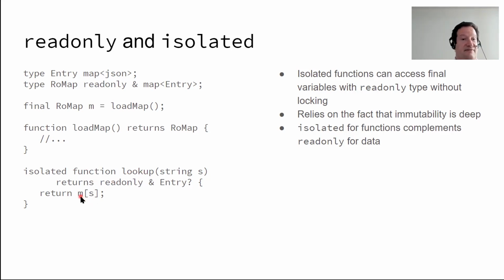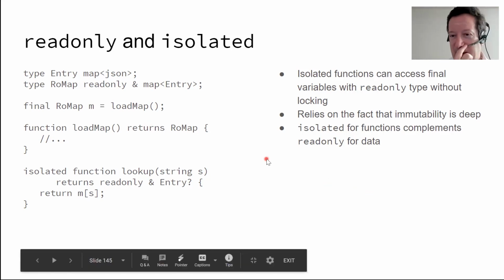Whereas if m wasn't final, then that wouldn't be safe, because I could have some other non-isolated function that goes and mutates it, and it might not lock. Similarly, if it wasn't read-only, that also wouldn't be safe, because there might be a shared reference into it that would go mutate it. But if I know that it's read-only, then my program at runtime will guarantee that nobody else can go in and mutate it.